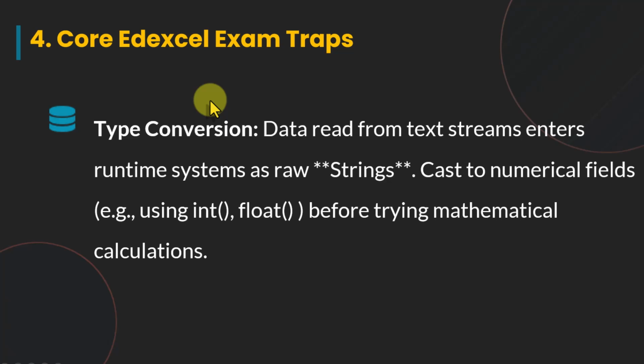Okay, exam traps where students make a lot of mistakes. Okay, data read from any file enters the program as strings. So if you need that data as numbers, simply you have to do casting. Okay, you have to explicitly cast the string to a data type like int or float before trying mathematical calculations on them. Otherwise, you will face some runtime errors. Okay.